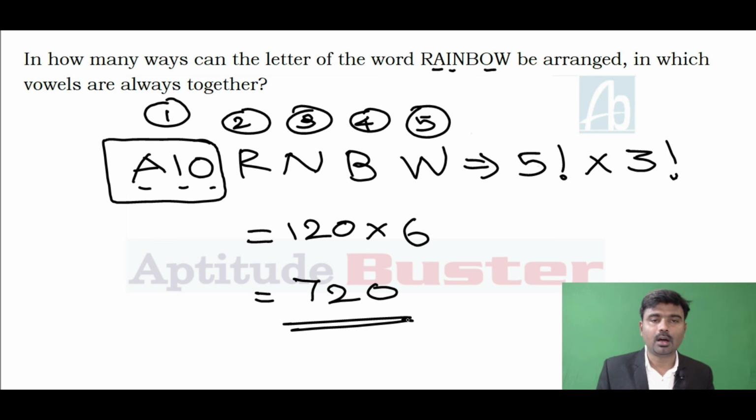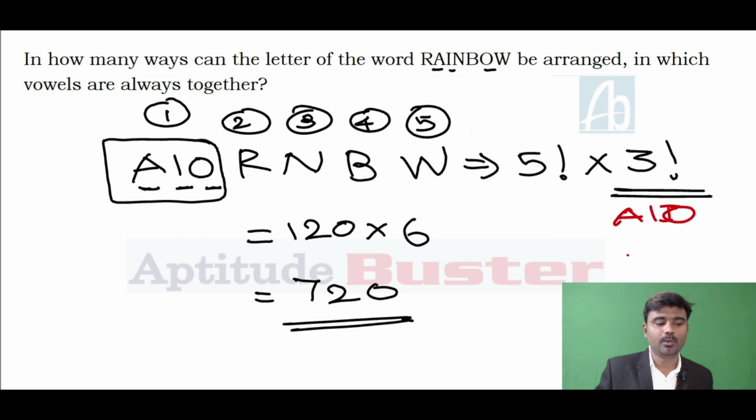In which vowels are always together, have you understood? If the question is all vowels together, consider them as one unit, write the remaining letters, then these can be arranged in 5 factorial ways. The three vowels can be arranged in 3 factorial ways. Why do we need to write 3 factorial? That's a good question. A-I-O, A-O-I, I-A-O and so on; that can be arranged 6 ways or 3 factorial ways. That's why we need to multiply by 3 factorial. This also we already discussed.